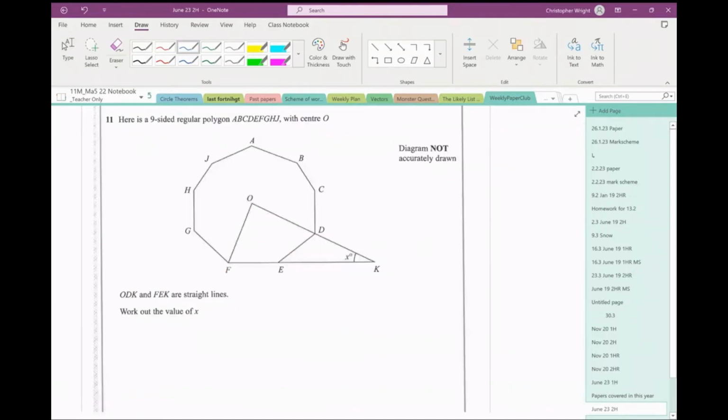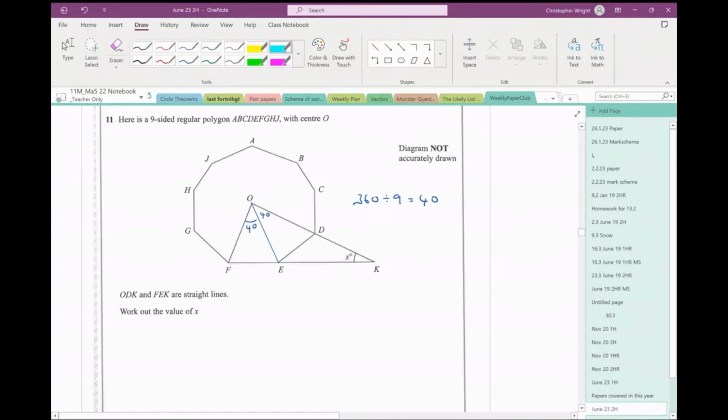We've got a nonagon here, a 9-sided regular polygon, a regular nonagon. I'm going to start by drawing that line there. Now, the angle at the centre of a nonagon is 360 divided by 9, which is 40. So that angle is 40, and incidentally, so is that angle.